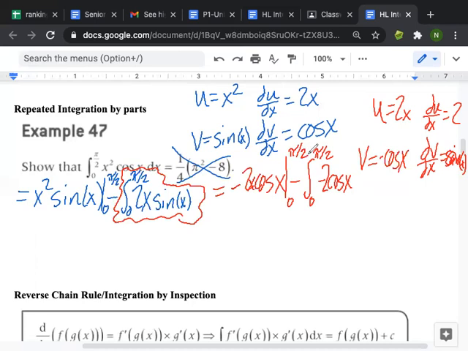So then just this red box is equal to negative 2x cosine x from 0 to pi over 2. And then the integral of negative 2 cosine x is negative 2 sine x from 0 to pi over 2.